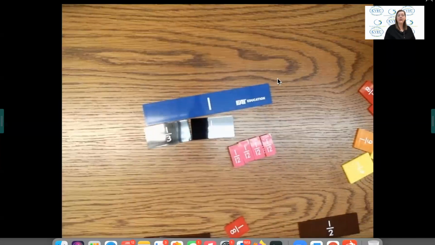Now, for the next one, I just want to quickly talk about how we use that CSA model in the S part. So in the S, we are talking about semi-concrete. We're wanting them to start creating mental images, and most of the time how we do that is through drawings.